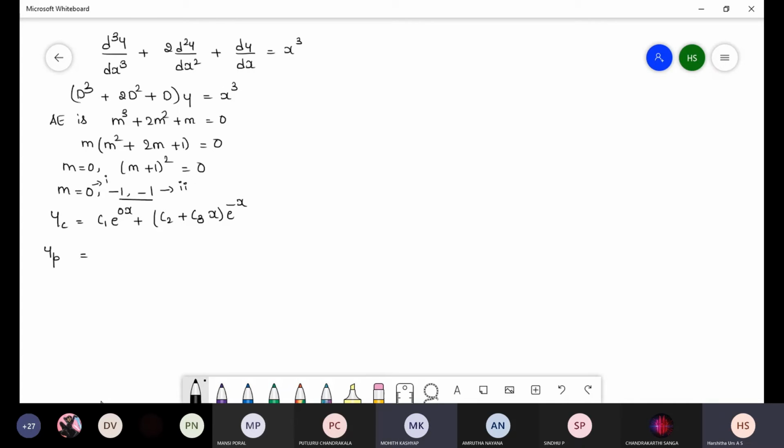Next, we come to the particular integral yp. They have given x cube. Here I write the denominator with the lowest degree first: D plus 2D square plus D cube. To find it, I use the division method. Here I write x cube divided by D plus 2D square plus D cube.